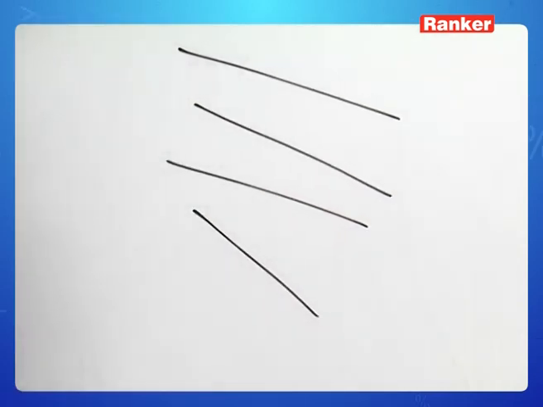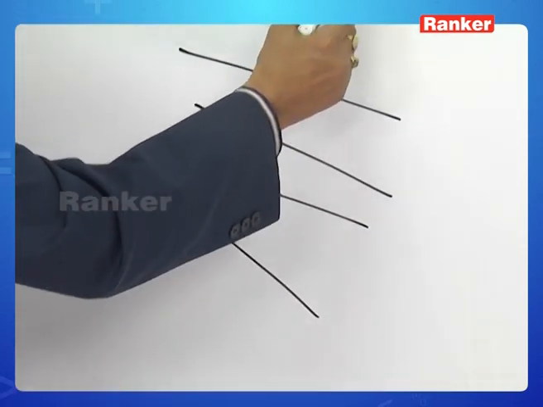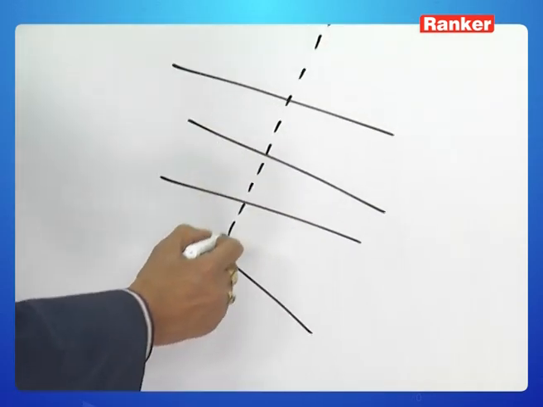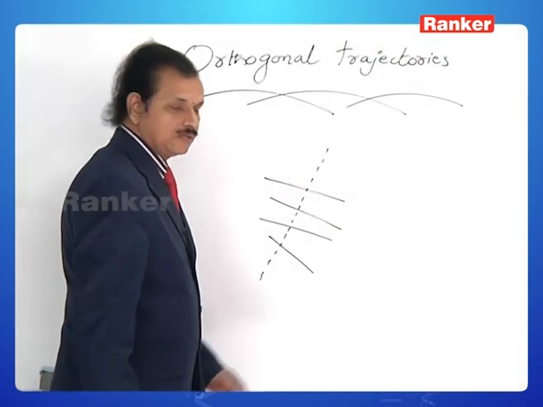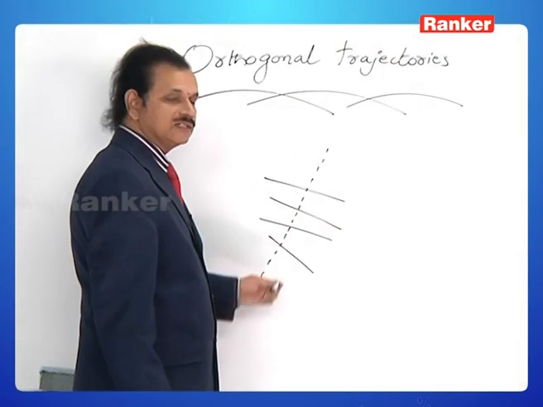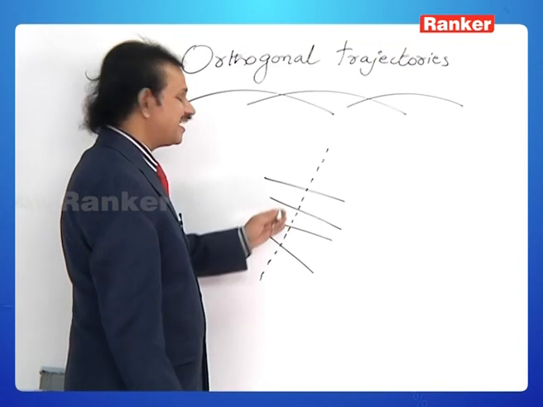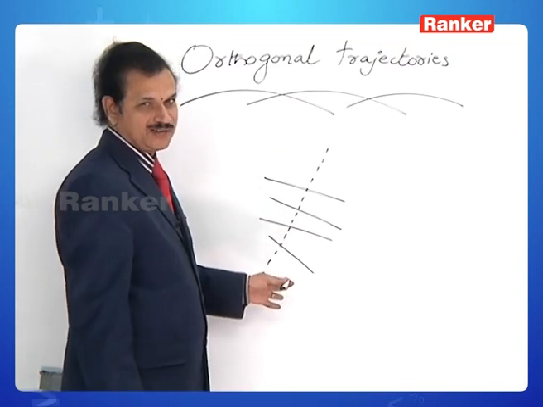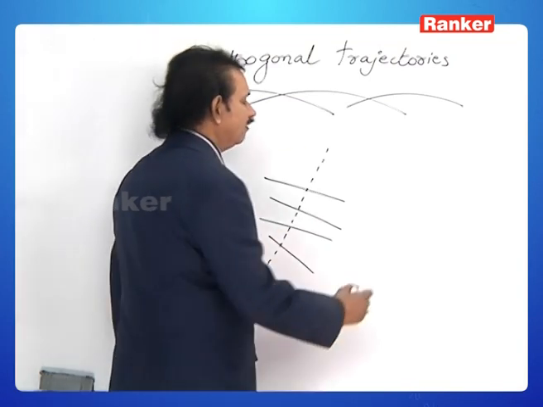Look here. What are all these? These are all straight lines. Observe this straight line. This straight line is intersecting all these lines, so it is called a transversal. Now you observe.